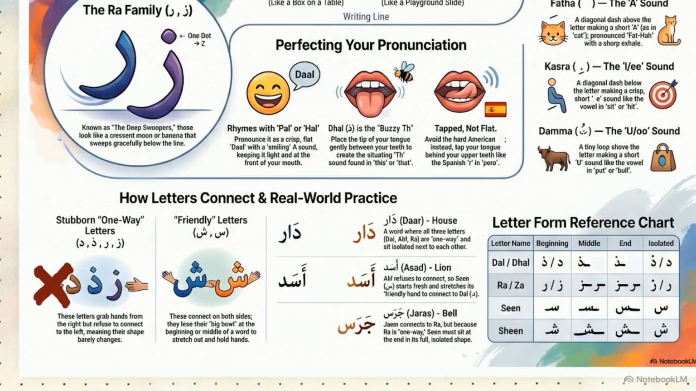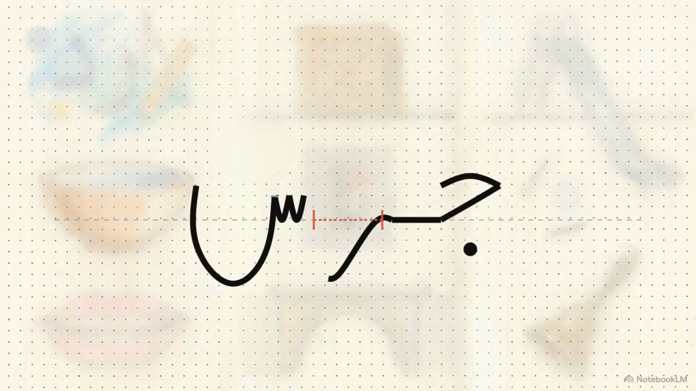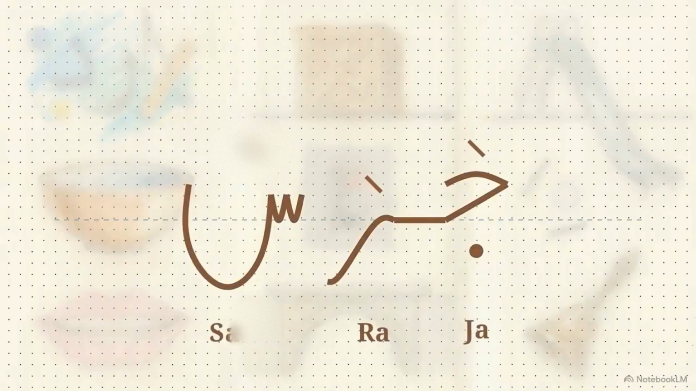Because of Ra's refusal, the final letter, Seen, has nothing to attach to. It is forced to sit completely isolated at the end of the word, retaining its full, wide bowl shape instead of flattening out. We vocalize the word by applying our Fatha vowel to each consonant, combining the distinct tongue placements with that crisp "ah" sound to get Jaras.